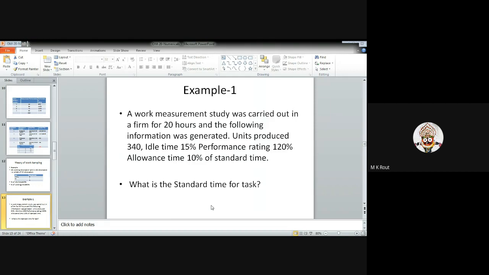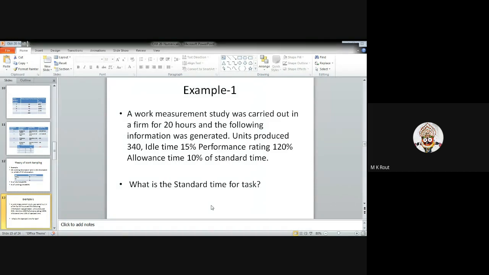Then in case of step number 9, we are going to calculate the standard time by using the allowance factors. Here, a few formulas of the previous numericals you can use, but some concepts on the conceptual state in case of working as well as in case of idle conditions should be used. Let us focus on this particular example: a work measurement study was carried out in a farm for 20 hours and the following information was generated.